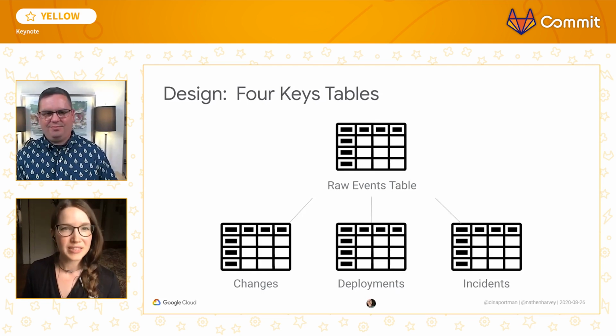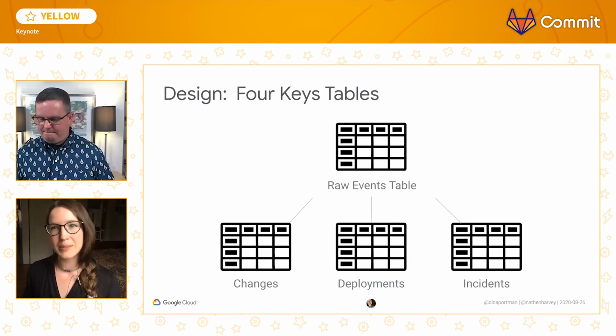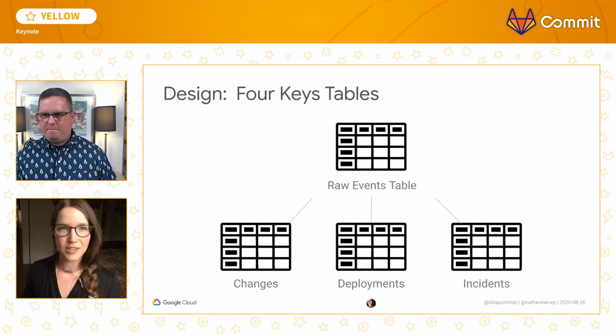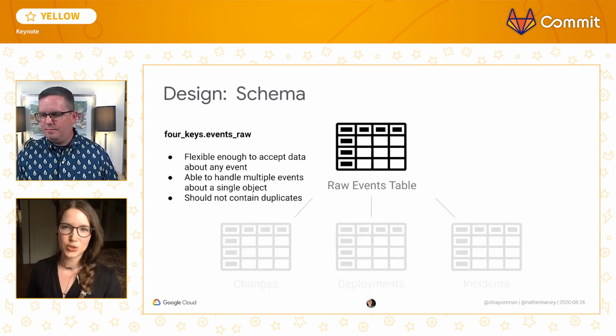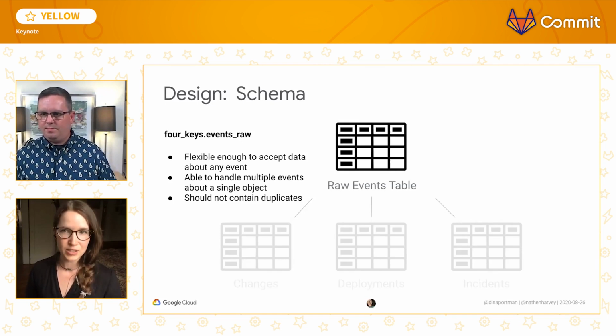And from the raw events table, we create these 3 derived dimensional tables: our changes, our deployments, and our incidents. When designing the 4 keys events raw table, we need to ensure that the schema is flexible enough to accept data from any data source about any event or object.